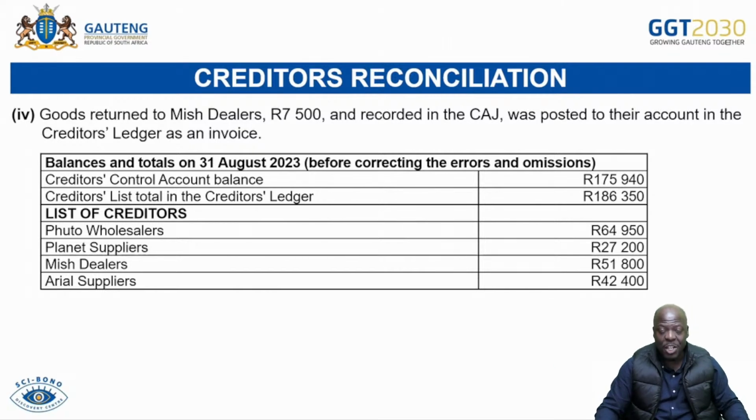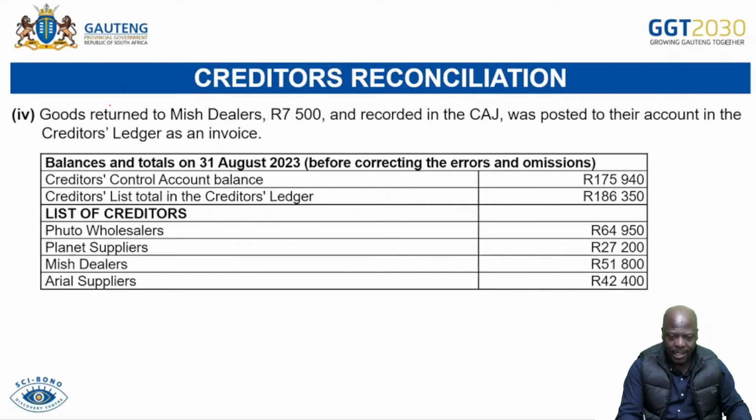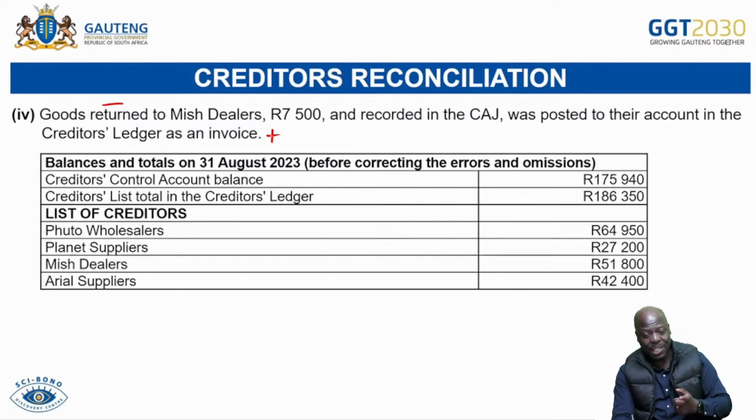Goods returned to Mish dealers, 7.5. So goods returned, what sign is that? That's a minus. Goods returned to Mish dealers for 7.5 and recorded in the CAJ was posted to their account in the creditors ledger as an invoice. Okay, so if goods were returned, which is a minus, we recorded it in the ledger as an invoice. That is a plus. So this is a wrong sign now.